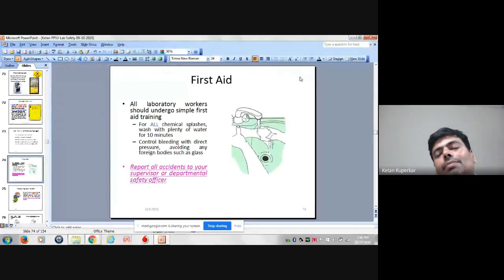The preliminary first step of action is a 10 minute wash under water splash, not for all but for the maximum sort of accidents. For chemical splashes, if any chemical falls on you, it is scientifically recommended to wash with plenty of water for about 5 to 10 minutes. If it is bleeding, try that glass or foreign bodies do not come in contact with the wounded part, and in that case the medical practitioner or the safety officer has to be consulted.